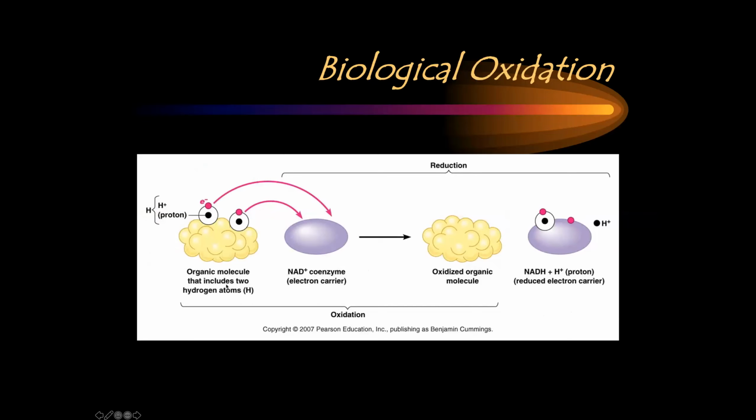So let's make this into a biological situation. We have an organic molecule here that is reduced. It's got 2 extra electrons. And these can be transferred to what's called a coenzyme, which is an electron carrier. And when that happens, the organic molecule is now oxidized and the carrier is reduced. It has 2 extra electrons.